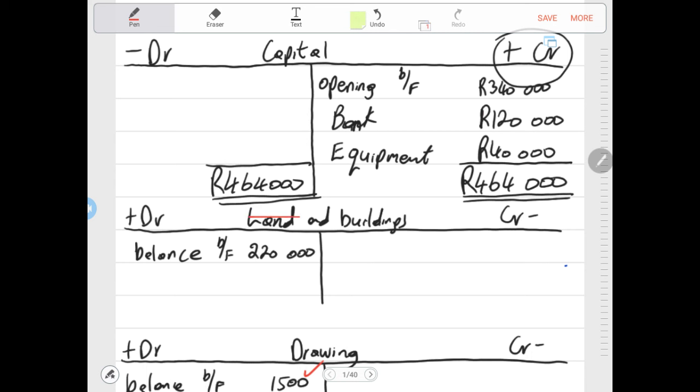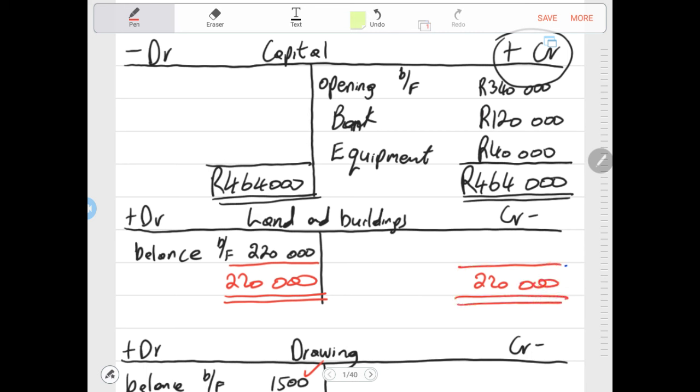Here we have land and buildings. Land and buildings has only one amount. This amount is where? It's on the debit side. Then you can just as well do the total, but it's not necessary. We don't do the balancing in here. Our focus is the trial balance. 220,000. You don't have to because it's only one amount.